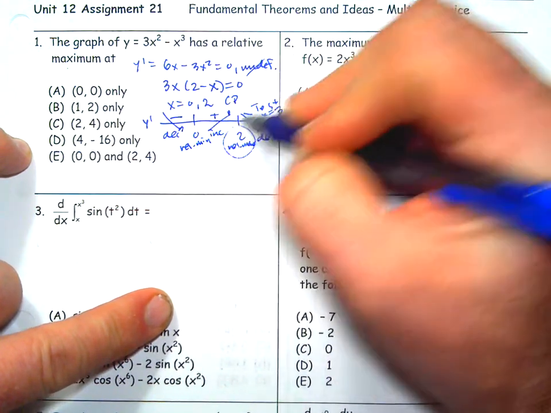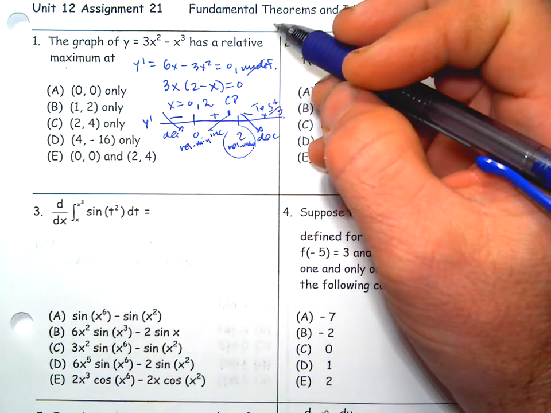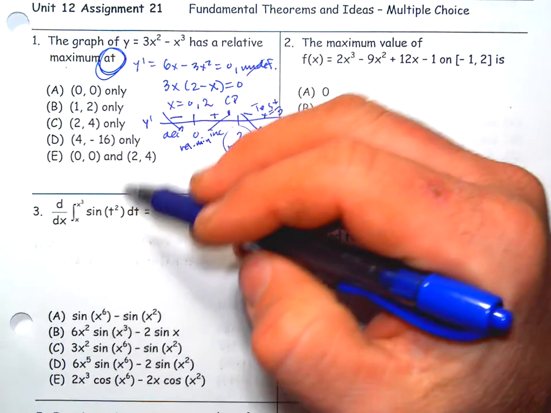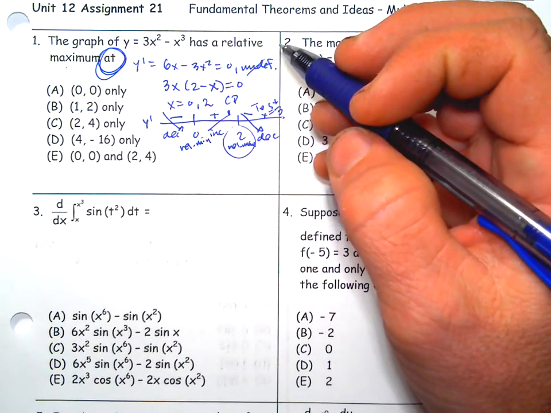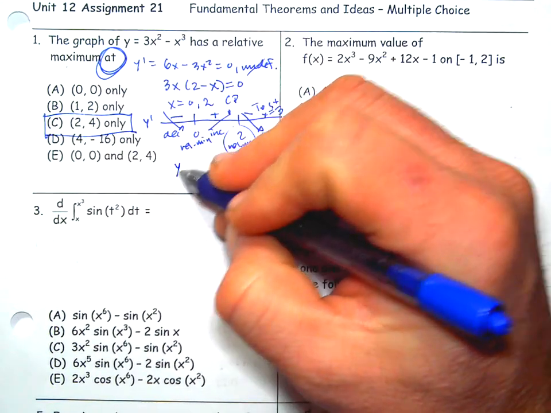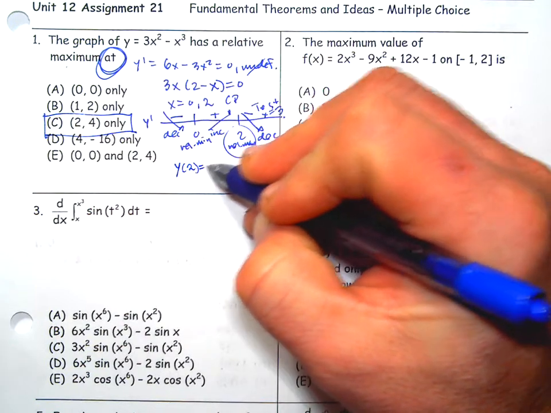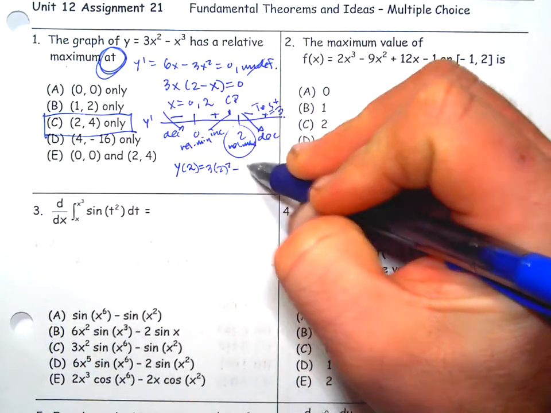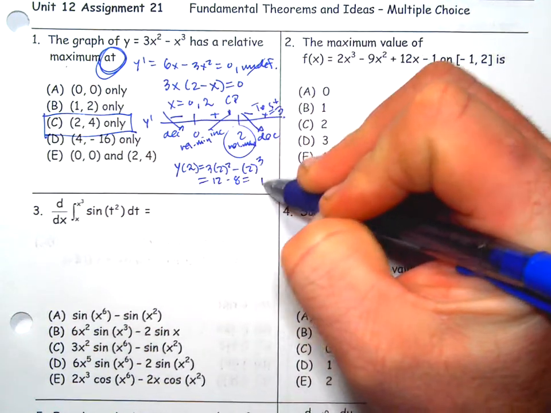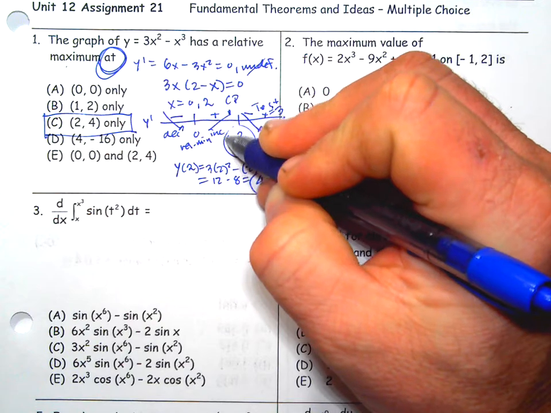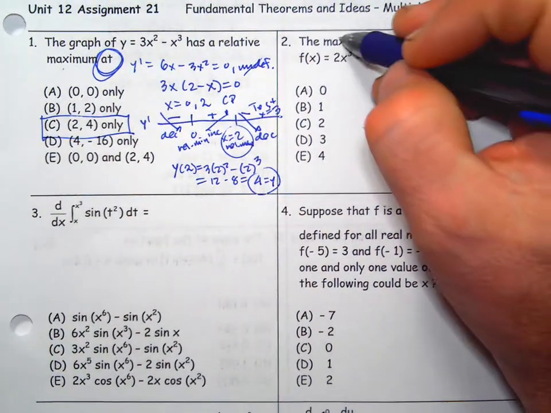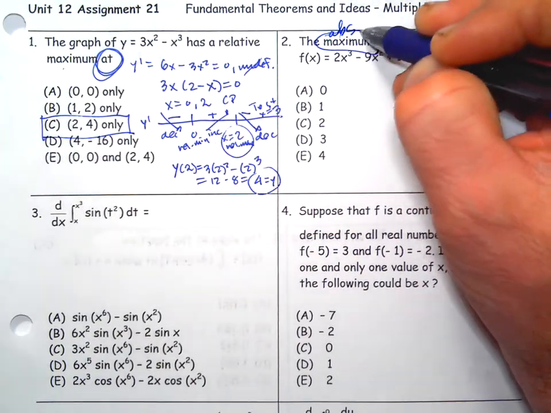You wanted the x. It says the graph has a maximum at. So we're looking for the x value. Now they're given all ordered pairs. Based off this, I think we could safely say it's C. But if you wanted to find the y value, the y coordinate there, plug it back into the original. And we would get 12 minus 8 is 4. So there you go. That's an x coordinate. That's a y coordinate. Number 2, the maximum. The maximum, that's absolute. It's also the y value.